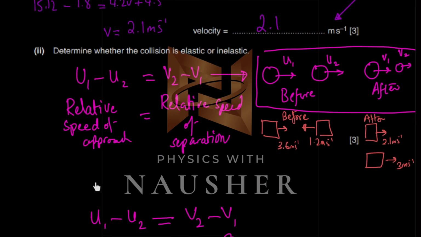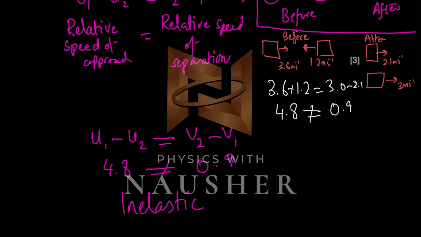So instead of doing u1 minus u2, you'll have to do u1 plus u2. And when you do u1 plus u2, you will end up getting 3.6 plus 1.2 on the left-hand side, which equals v2 minus v1, as they were both moving to the right. So we subtract 2.1 from 3.0. 3.6 plus 1.2 gives you 4.8, and 4.8 does not equal 0.9, and that is why we said that this collision is inelastic, because the two sides do not turn out to be equal.